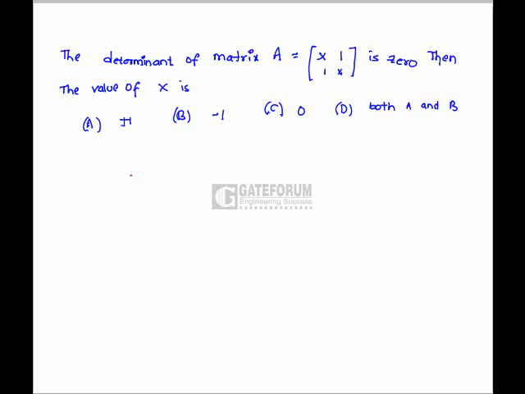Question is, the determinant of matrix A is 0, then the value of x is. Here the determinant of A is nothing but x square minus 1, which is 0 from the given data. So x square is 1, x is under root 1, which is plus or minus 1. Hence option D is correct.